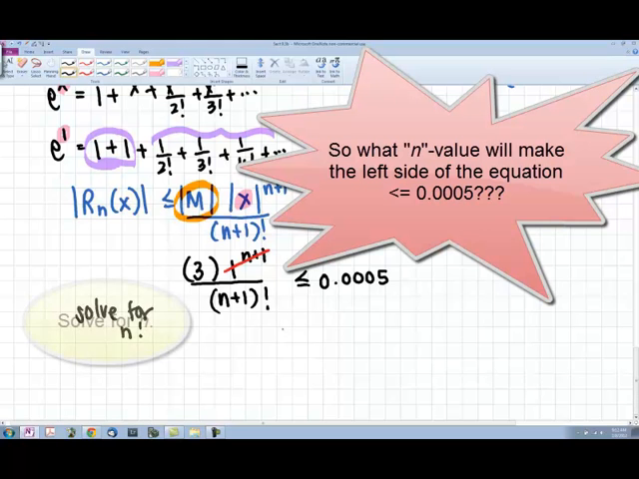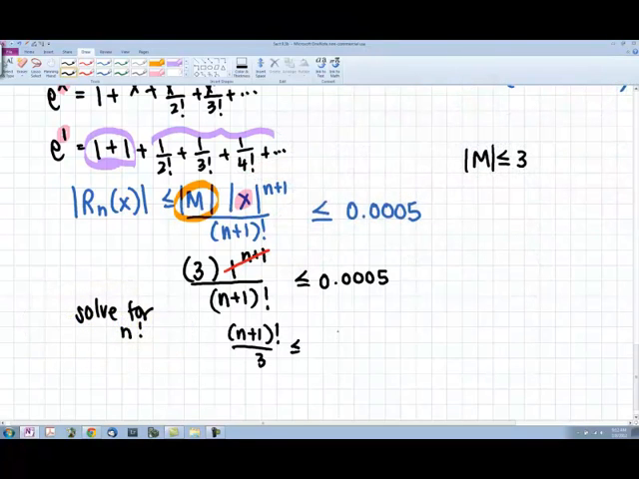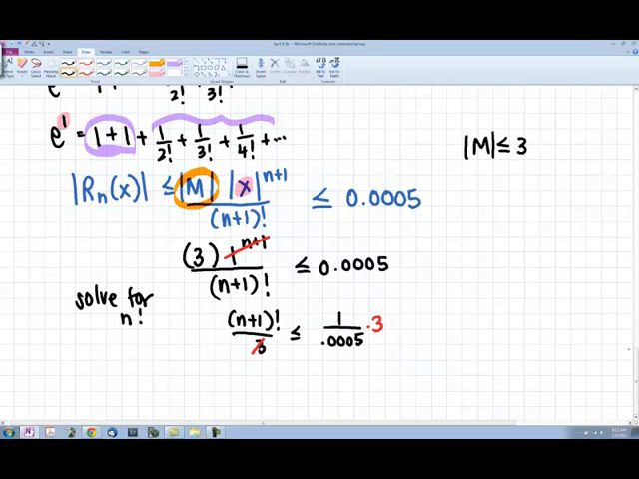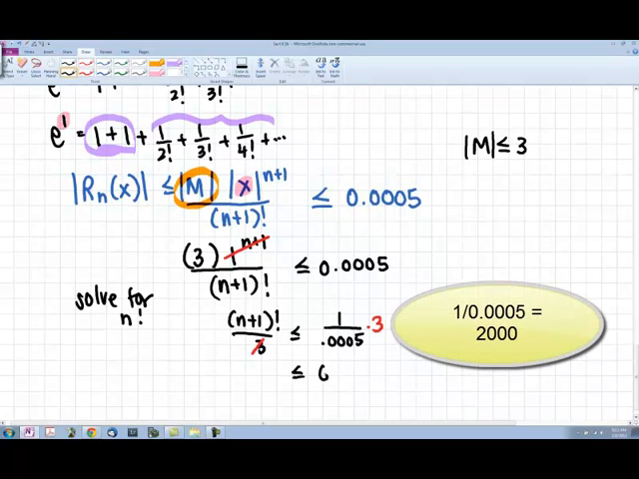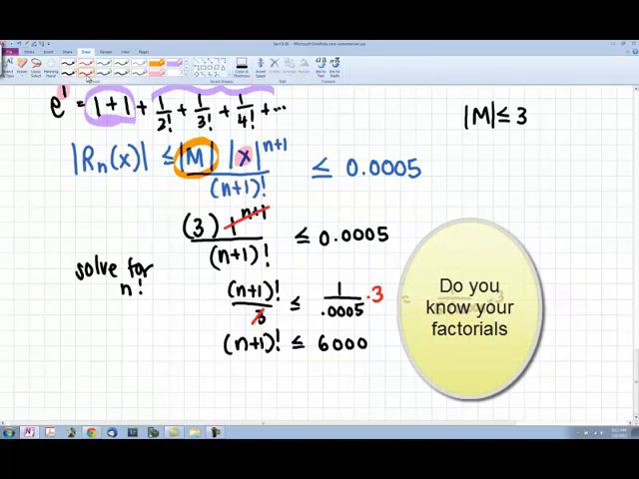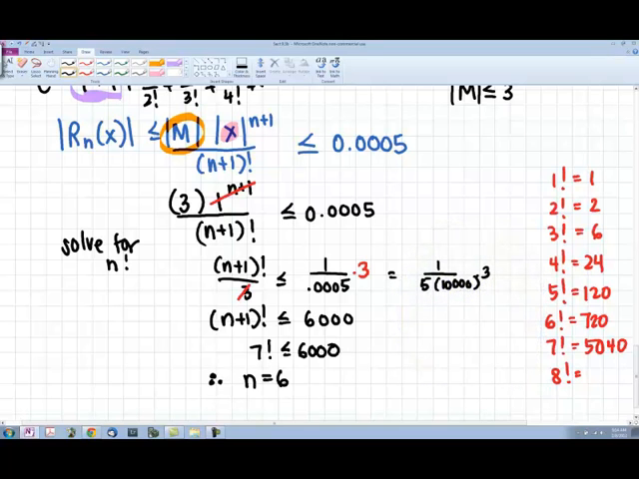I'm going to take the reciprocal of both sides, so I'm going to have n plus 1 factorial over 3, and that's going to be greater than 1 over 0.0005. Multiply both sides by 3, and 1 over 0.0005 times 3 is going to be equal to 6,000. So n plus 1 factorial is greater than or equal to 6,000. What n value is going to make that true? 7 factorial is greater than 6,000. Therefore, n has to equal 6.